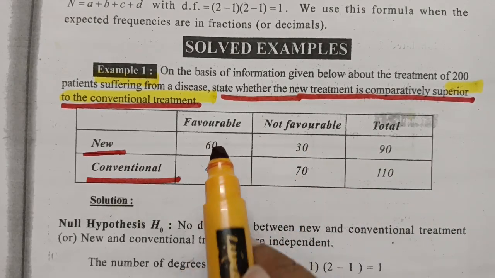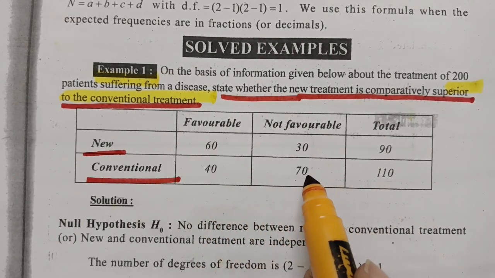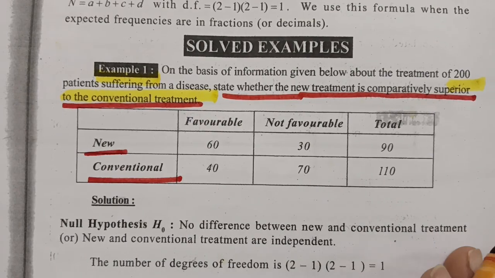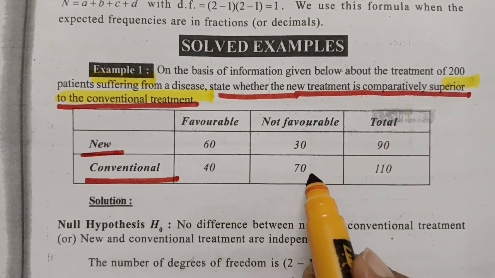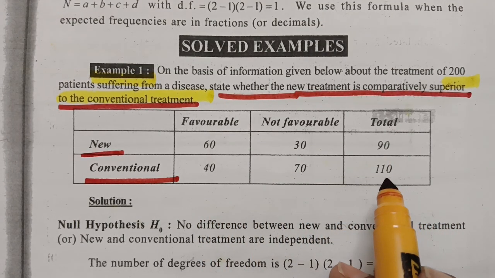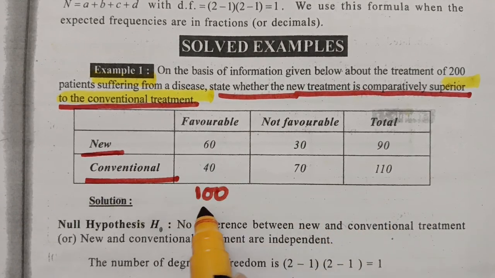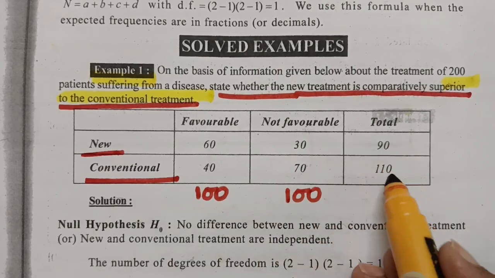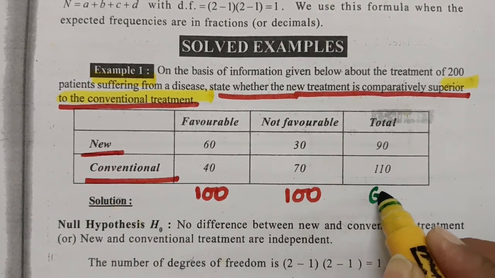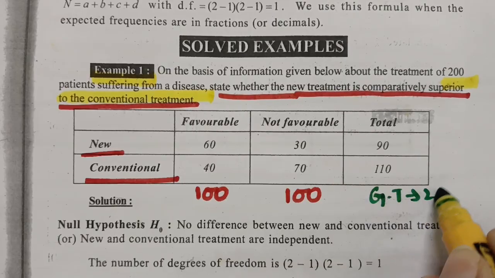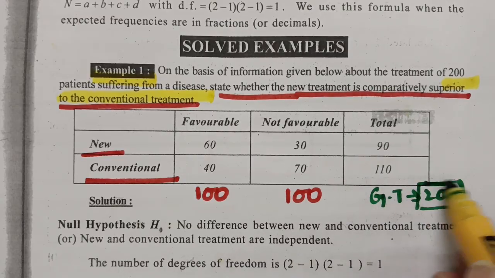These are the rows. The rows are 60, 30, and the next one 40, 70. The columns are 60, 40 and 30, 40. Immediately we have to take the grand total here. So 60 plus 30 is 90 and 40 plus 70 is equal to 110. Now we make the column totals: this value is equal to 100 and this value is again 100. So the grand total is 90 plus 110, which is equal to 200. Clear? 100 plus 100 is equal to 200, and again 90 plus 110 is equal to 200.